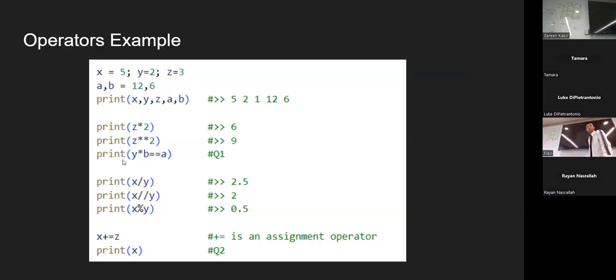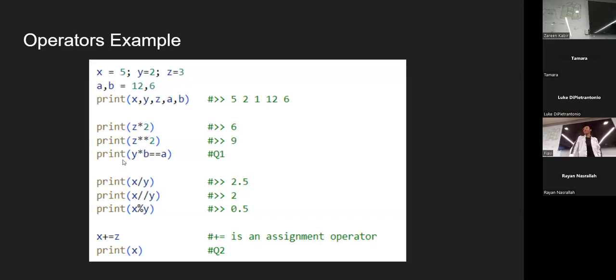And X divided by Y, we have seen that example in the previous slide. So 5 divided by 2 is 2.5. 5 floor divided by 2 is 2, and 5 modulo 2 is 0.5.